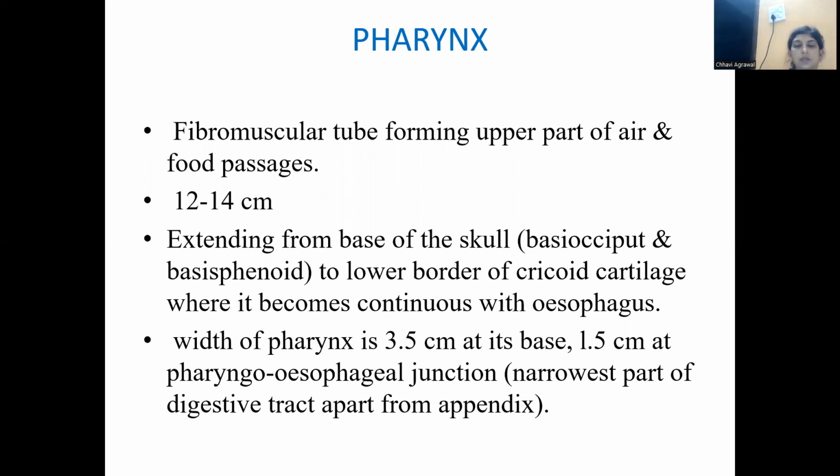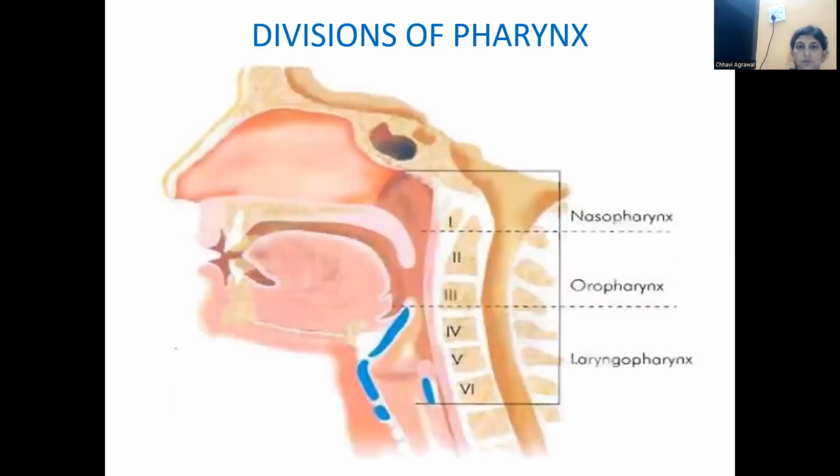The shape is basically conical. The width of pharynx is 3.5 centimeter at the base, 1.5 centimeters at the pharyngoesophageal junction, which is regarded as the narrowest part of the digestive tract apart from the appendix. So these are the divisions of pharynx. It is divided into three parts: nasopharynx, oropharynx, laryngopharynx.